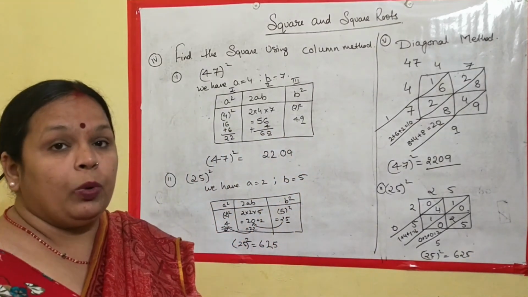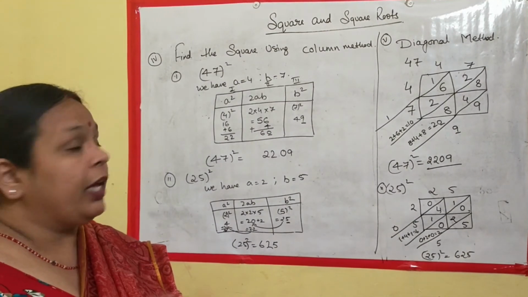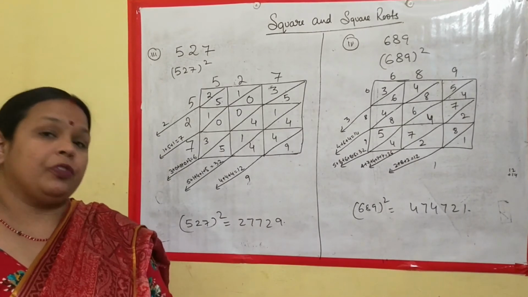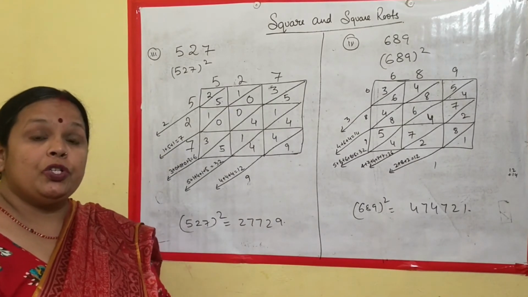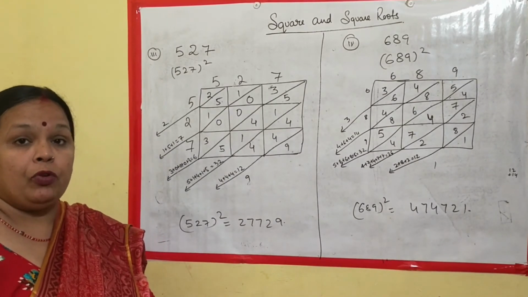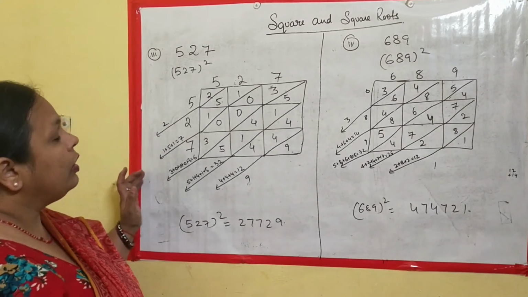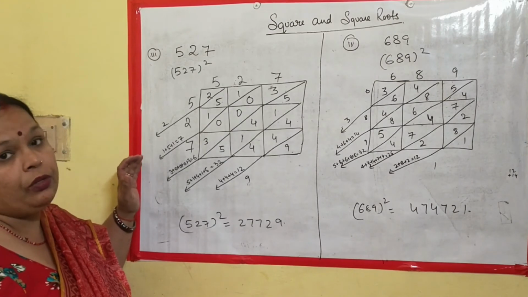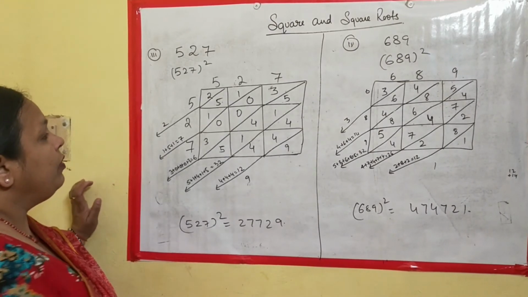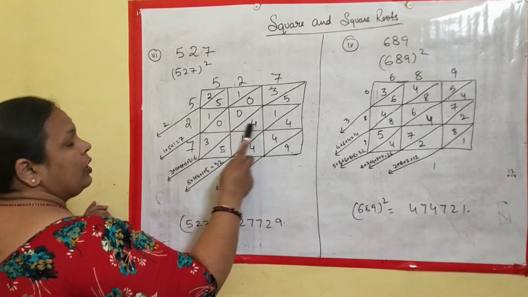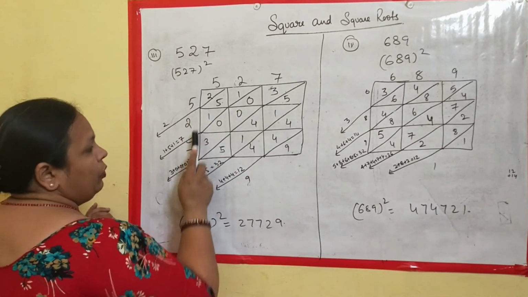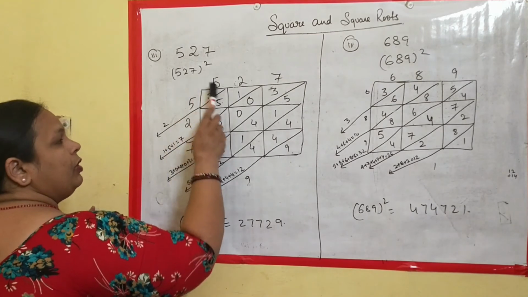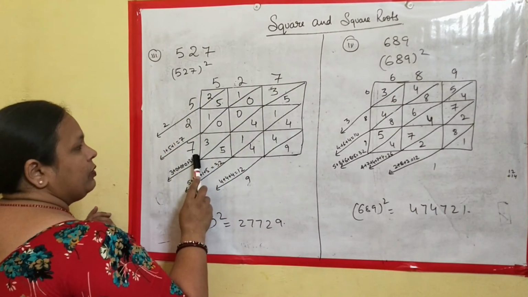We'll quickly take one example of a 3 digit number for the diagonal method. Now we are taking an example of a 3 digit number. If it was a 2 digit number, we have drawn a square having 2 rows and 2 columns. Here again we are drawing a square having 3 rows and 3 columns. Now when we have 3 columns and 3 rows, what did we do there? We have written the numbers. So here we have 527, 527, 527.